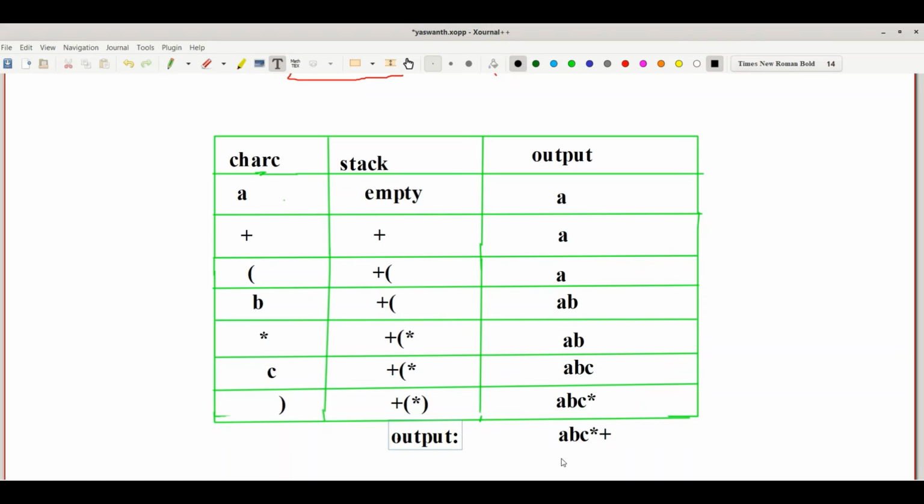Okay, our output is a, b, c, star, plus. What is this? This is nothing but a postfix expression, which is a postfix expression. Okay, postfix expression.